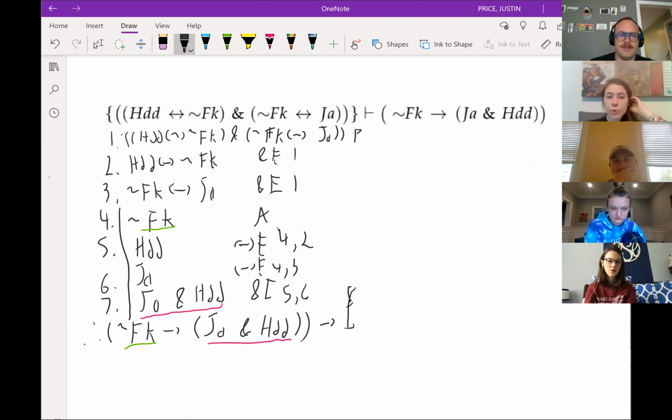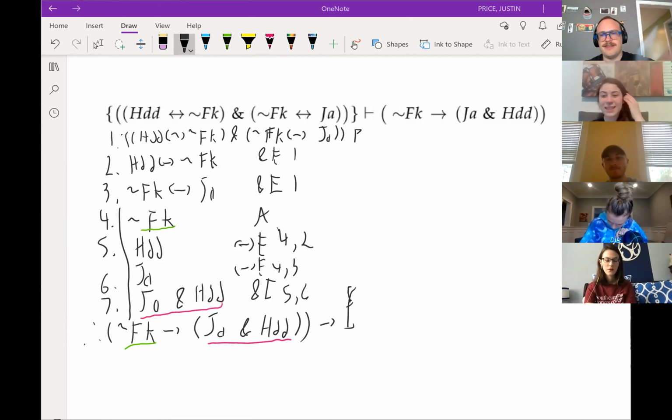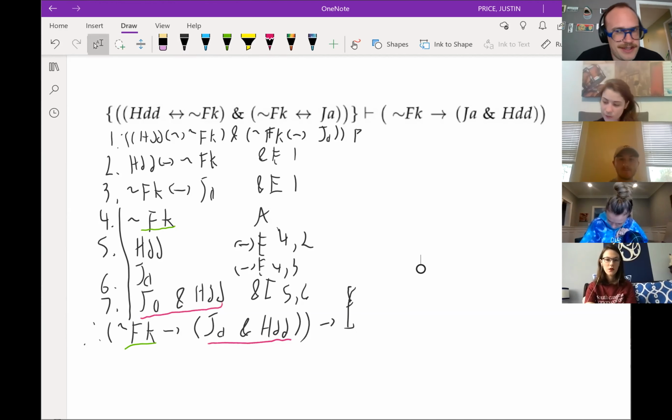So basically the point of the whole subderivation is to get the antecedent and the consequent. Yes. So the first line should be the antecedent, and the last line should be the consequent of the conditional you're trying to get. Okay. Thank you.